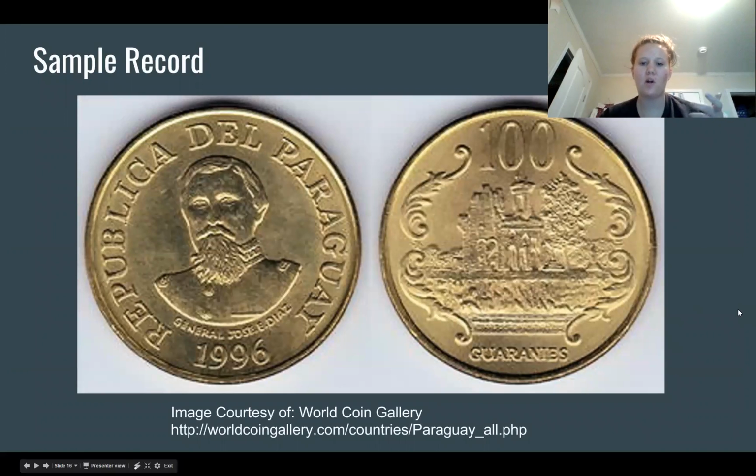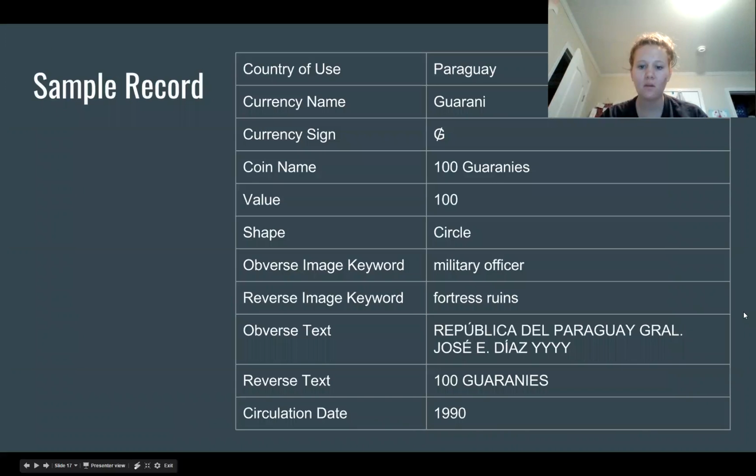So now we're going to talk about our sample record. This image here is the 100 Guaraníes coin, and it's currently in circulation in Paraguay. Here we have the sample record as we described in the table above. We have the country of use, which is Paraguay, the currency name, which is the Guaraní. We have the currency sign, which is the G with the slash through it. The coin name is 100 Guaraníes. The value is 100, and the shape is a circle.